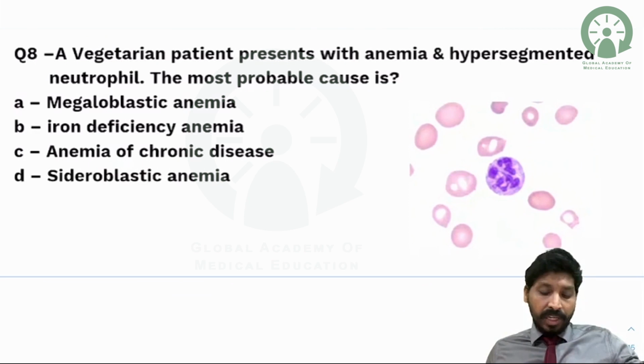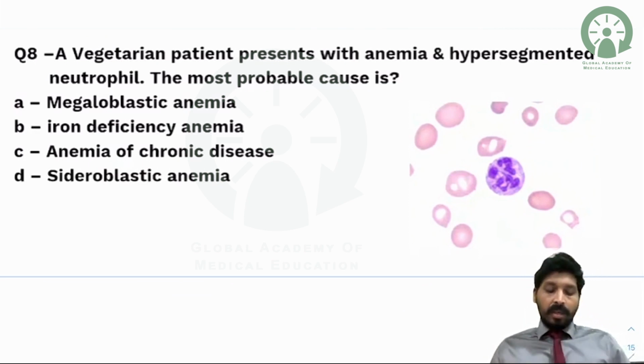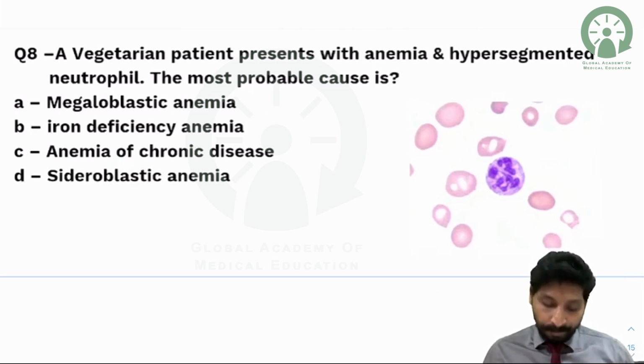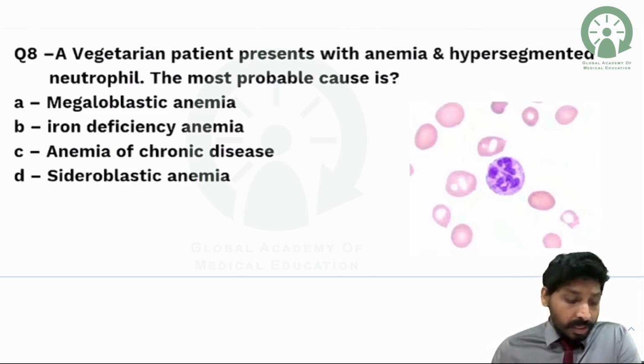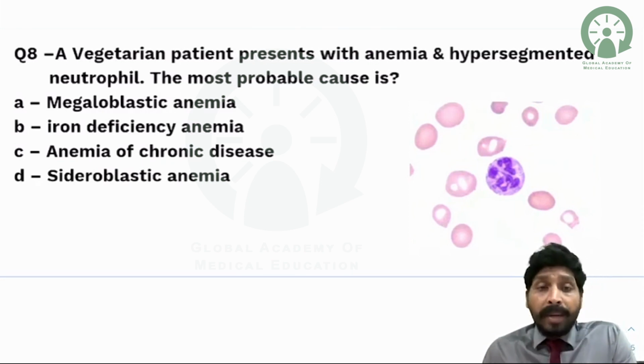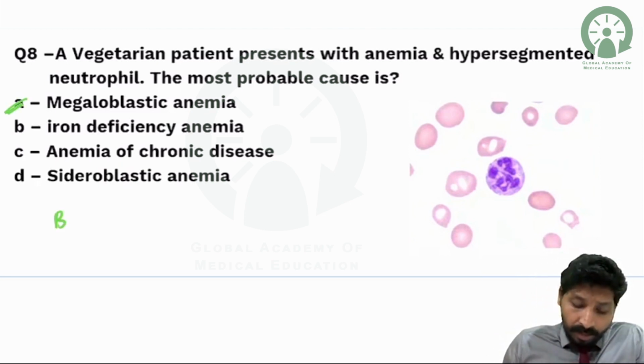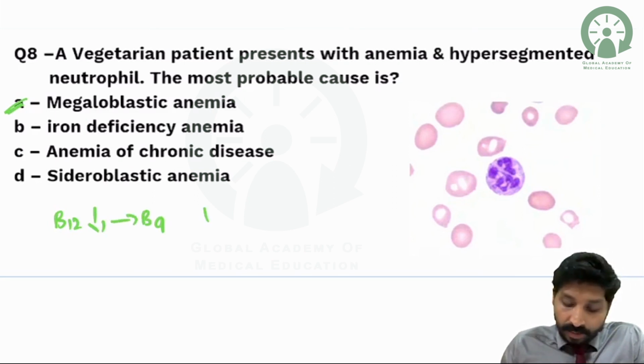So here a vegetarian patient presents with anemia and hypersegmented neutrophils, the most probable cause. So the options are megaloblastic anemia, iron deficiency anemia, anemia of chronic disease, and sideroblastic anemia. So what might be the answer here? It will be megaloblastic anemia. Why? Because when B12 is deficient, it leads to B9 deficiency as well, leads to the folate trap.